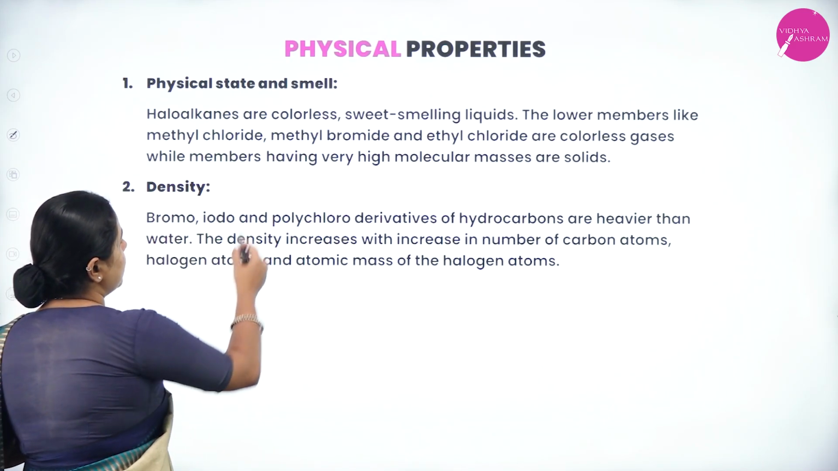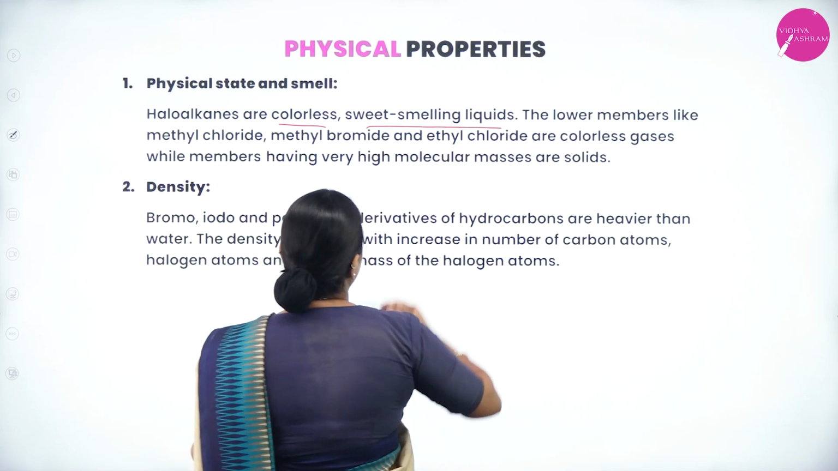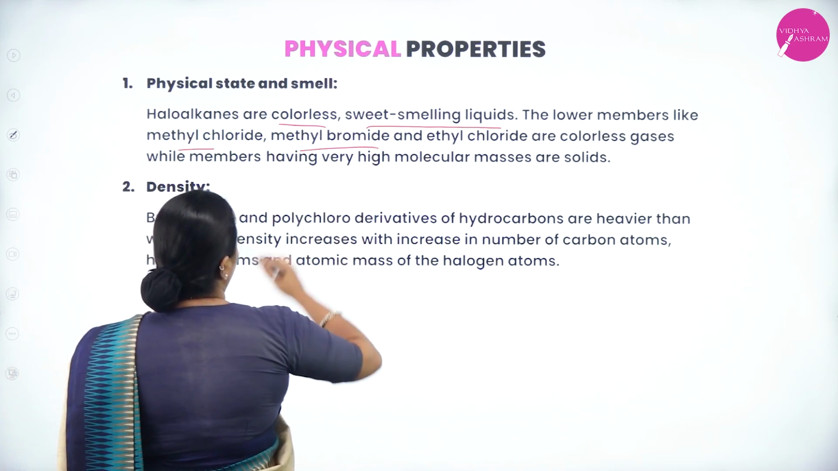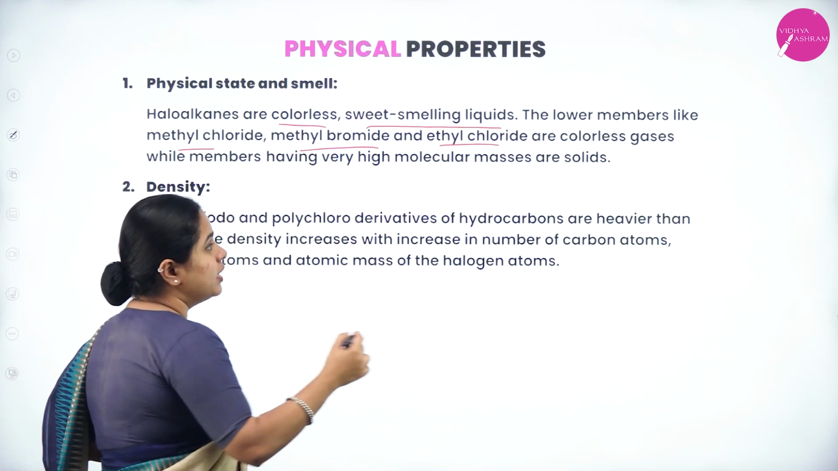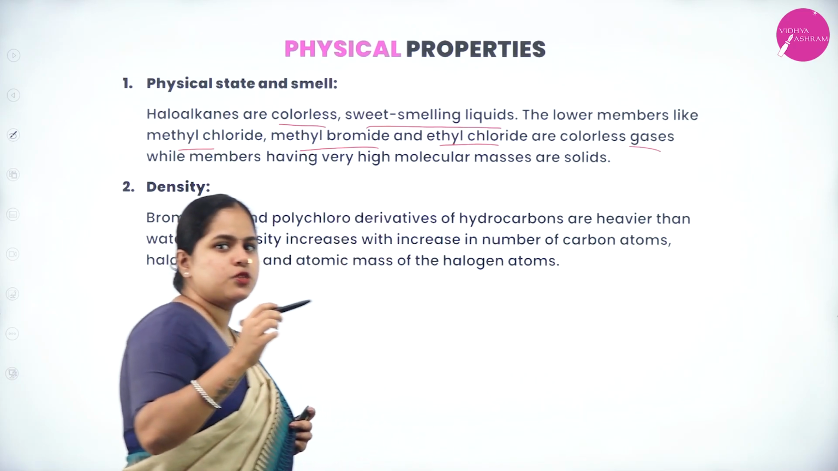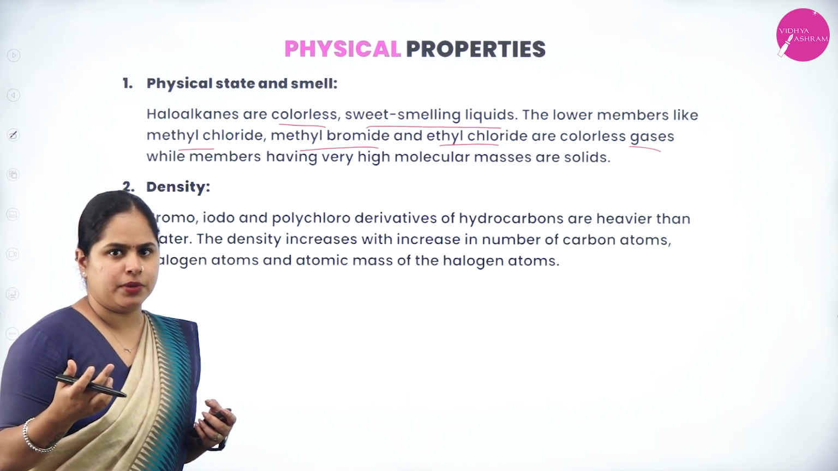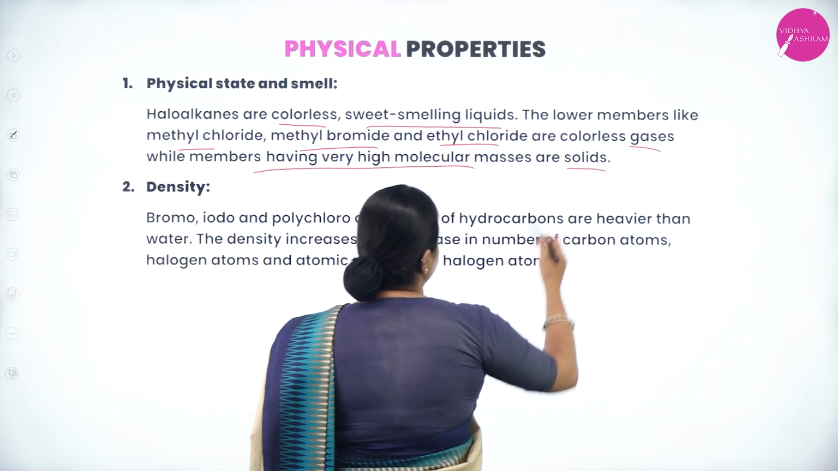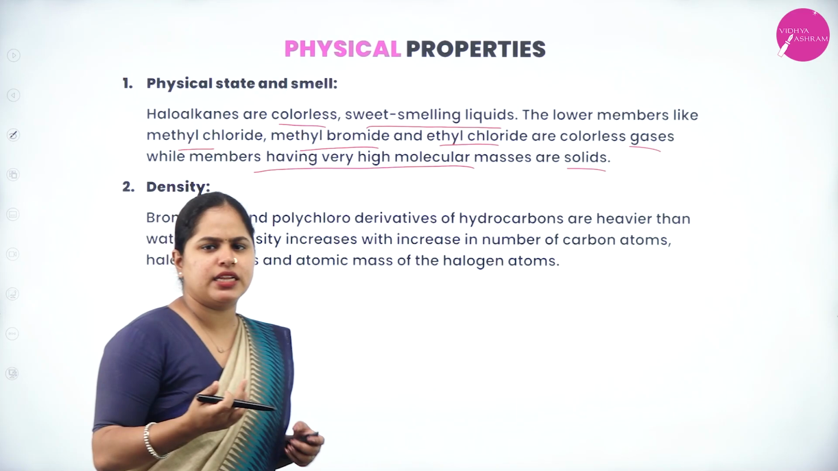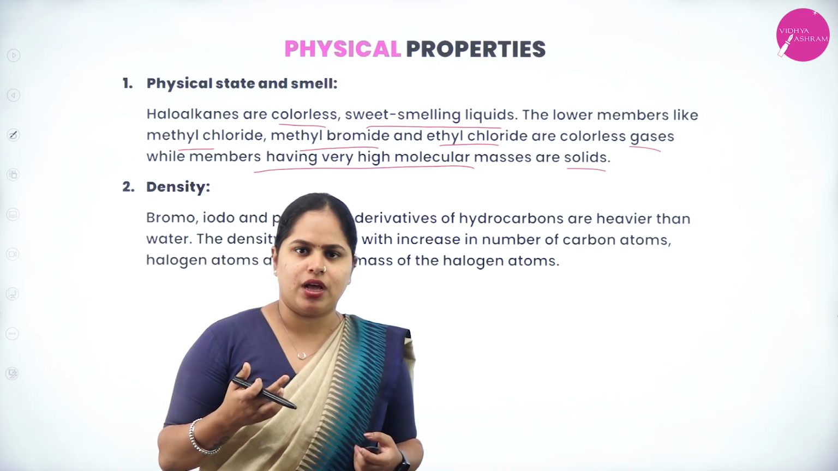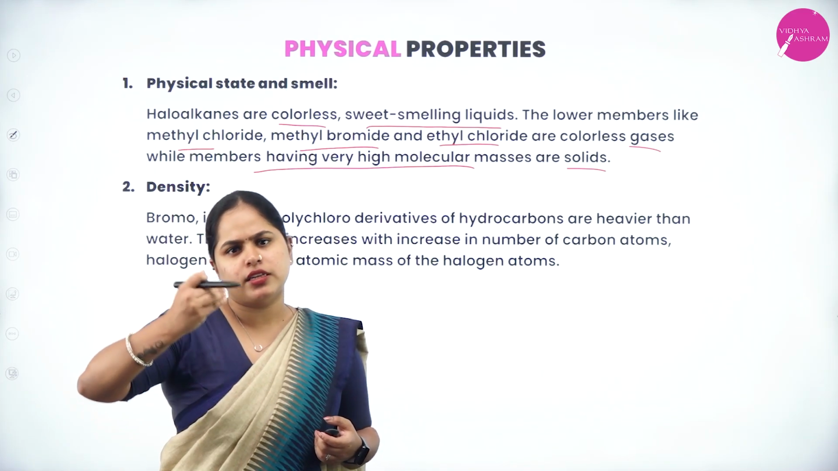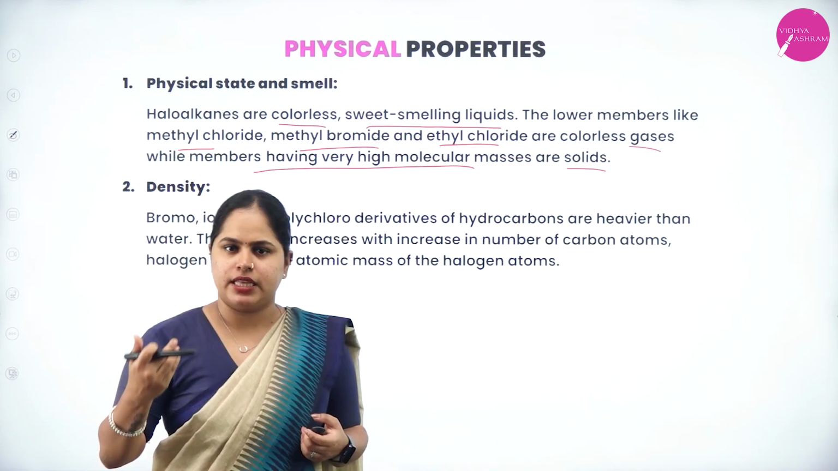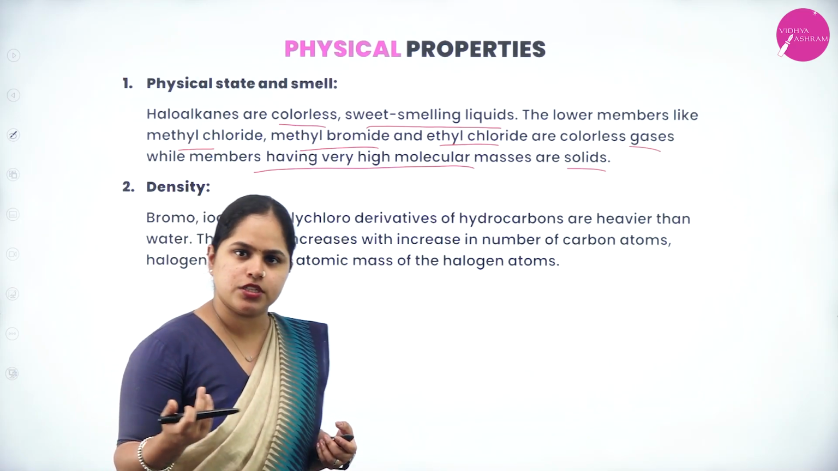Haloalkanes are colorless, sweet smelling liquids. The lower members like methyl chloride, methyl bromide, ethyl chloride are colorless gases. The lower members means those having 1 to 4 carbon atoms, while members having very high molecular masses are solids. So the lower members having lesser number of carbon atoms are gases. Then the middle ones, that is 4 to 8 carbon atoms, will be liquids, and the higher ones will be solids.